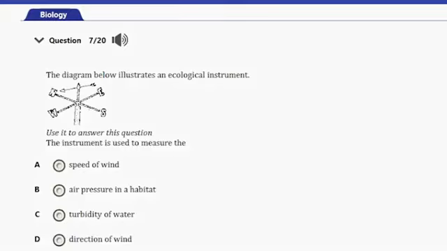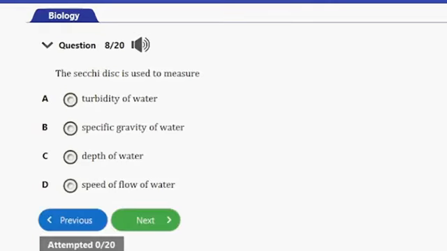Here we have a diagram as well, and it's still the same diagram, a wind vane. The instrument is used to measure the A, speed of wind, B, air pressure in a habitat, C, turbidity of water, and D, direction of wind. So guys, obviously the wind vane is used to measure the direction of wind, and that's the answer to this question, option D. So let's consider the next question.